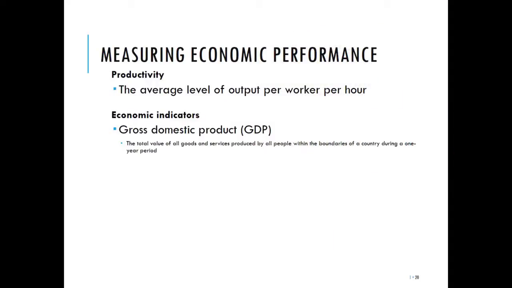On an individual level, we can look at the productivity, or the average output per worker per hour. However, on a more macroeconomic scale, we can look at what is called the gross domestic product, or GDP. The GDP is the total value of all goods and services produced by all people within a given country in 1 year's time.